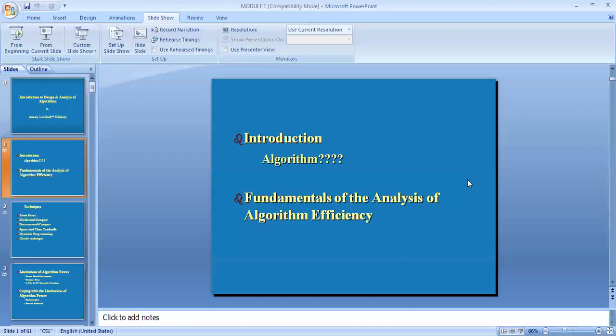First, we discuss the notion of an algorithm. An algorithm is a sequence of unambiguous instructions for solving a problem, that is, for obtaining a required output for any legitimate input in a finite amount of time.